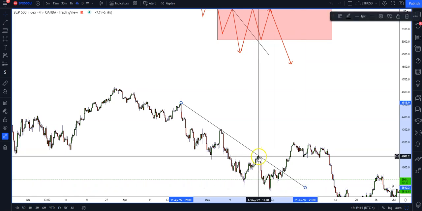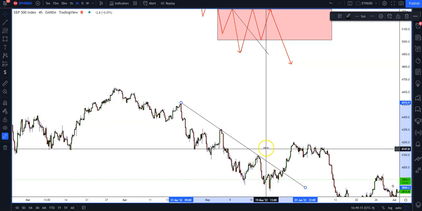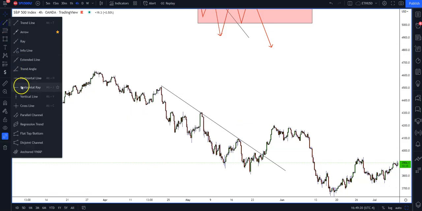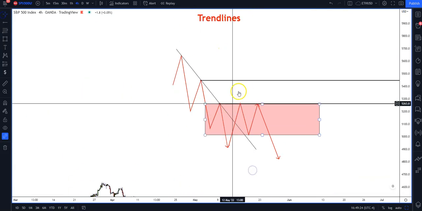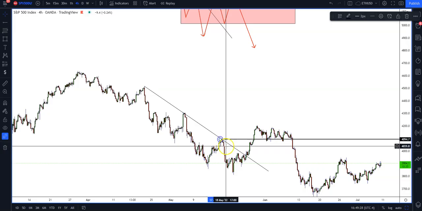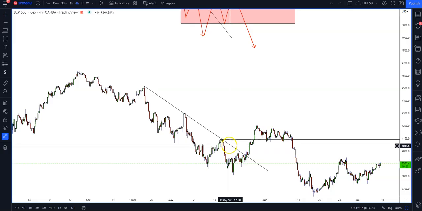If that trend is going to keep dropping, it'll keep respecting that line, right? So now take a look at what happened. This is exactly what I meant when I drew this up here. If you look at this being the previous high, right? This is the previous high. The trend is going down.